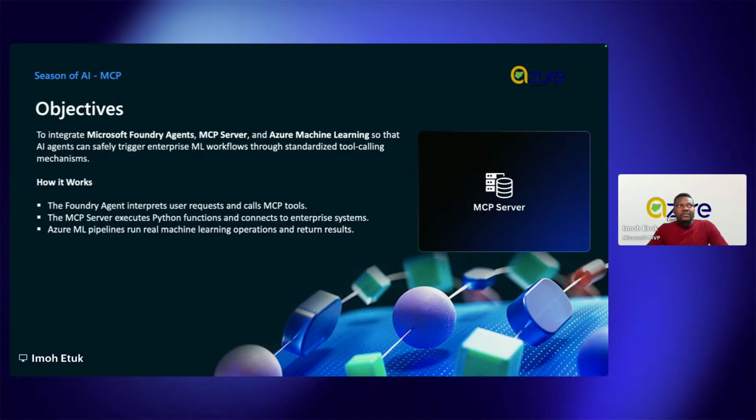Anyway, the objective is to integrate the AI Foundry agent, MCP server, and Azure Machine Learning, so that the AI agent can safely trigger enterprise ML workflows through standardized tool calling mechanisms. How does it work? The Foundry agent interprets user requests and calls MCP tools. The MCP server executes Python functions and connects to enterprise systems. The Azure ML pipelines run real machine learning operations and return results to the user. So that's what we want to do.